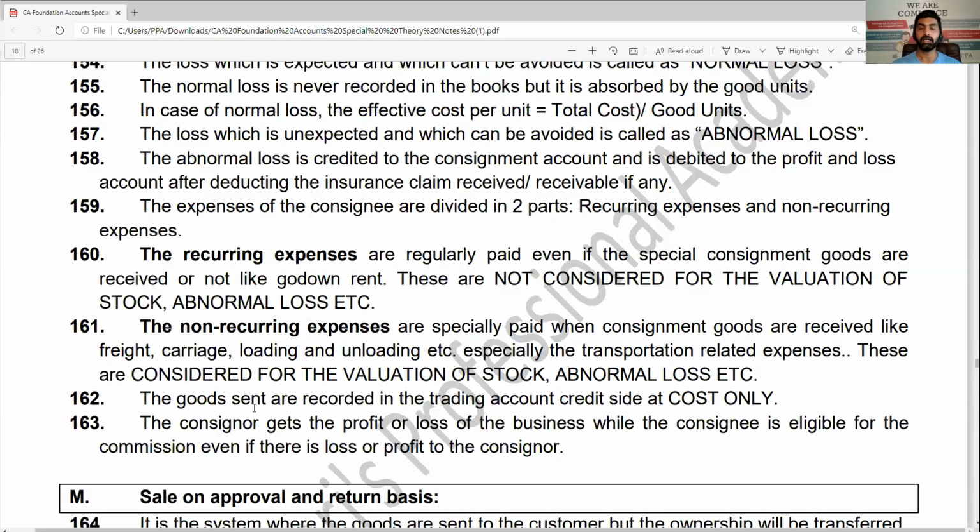Now, the trading account records all these goods. So the trading account always records the goods sent at cost, not at invoice price. That's a very small thing we have to remember. And finally, whatever profit comes or loss is suffered goes to the consignor, and the consignee gets the commission for the activities done by him. So this was all about the theoretical conceptual part of consignment.